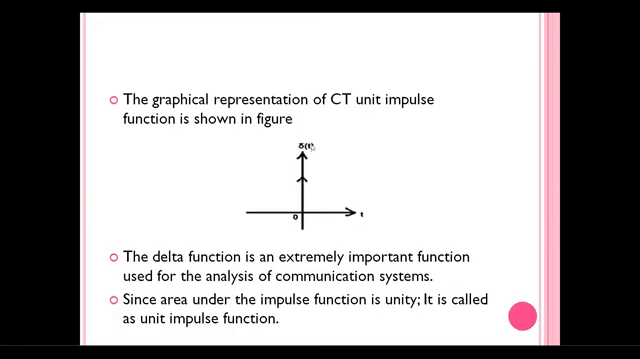You see what is unit impulse? The unit impulse has infinite amplitude at time t equal to 0. For the remaining time, the signal has no amplitude. That is the definition of unit impulse.